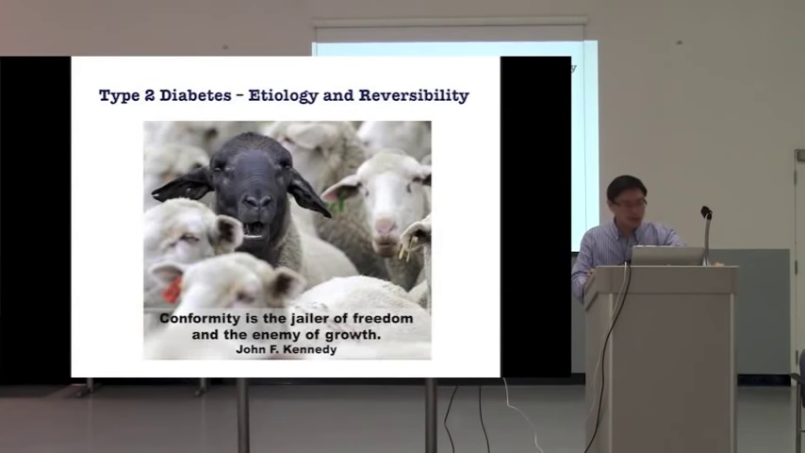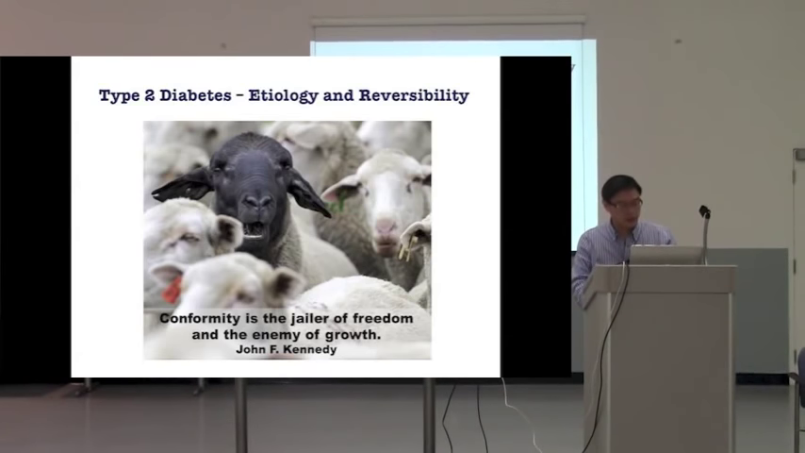This talk is about type 2 diabetes, and what we're going to talk about is its etiology and reversibility, because this is a whole different way that we approach type 2 diabetes, different from the way we've approached it before. You have to understand what really causes type 2 diabetes in order to reverse the disease, and that's something we've never really talked about before: reversing type 2 diabetes.